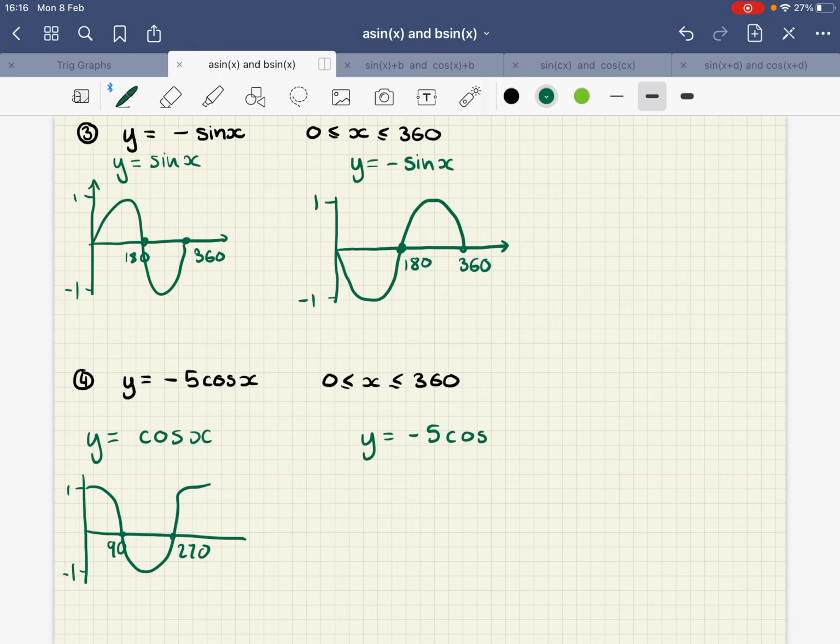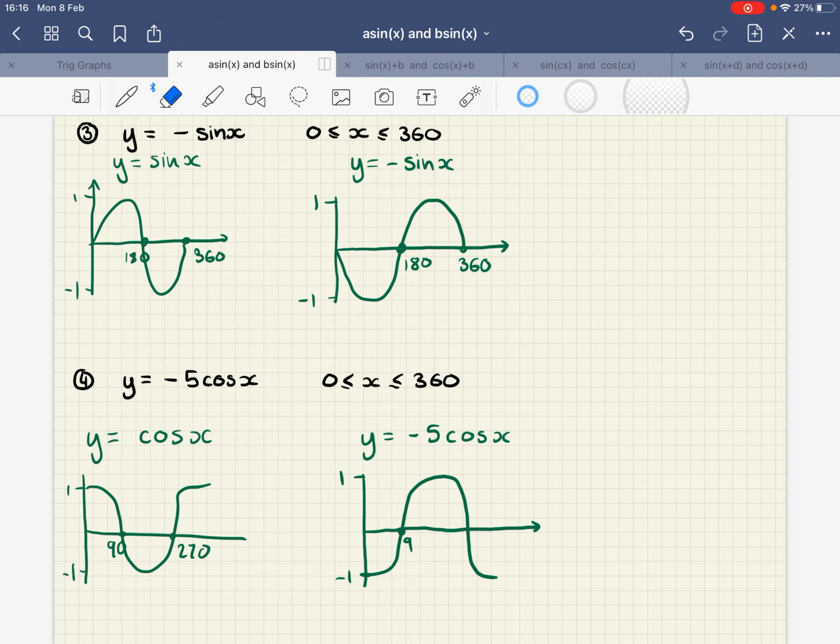So again, I pay attention to that negative and I go, right, it's going to be the other way around. So normally I start at 1, but this time I'm going to start in the negatives, and this time I'm going to hit the curve at the top and then come back down. But this time, because of the 5 there, my amplitude is now 5. So the top is 5 and the bottom is minus 5.